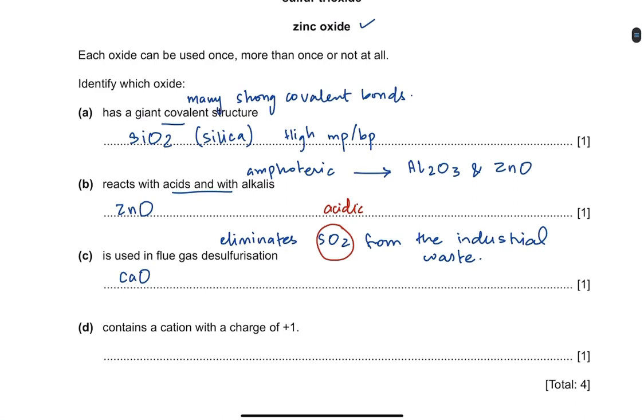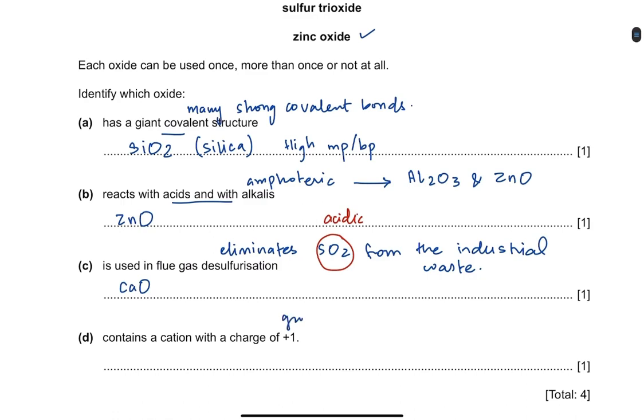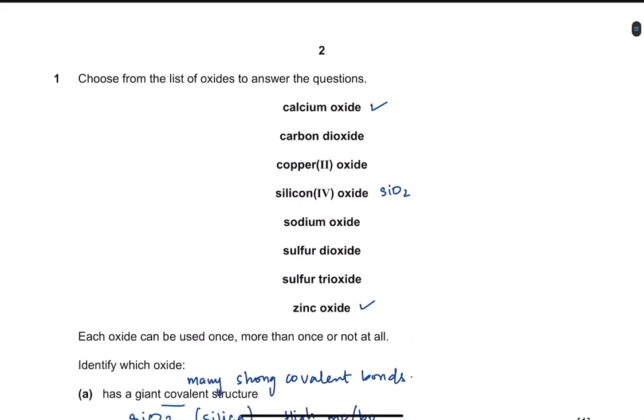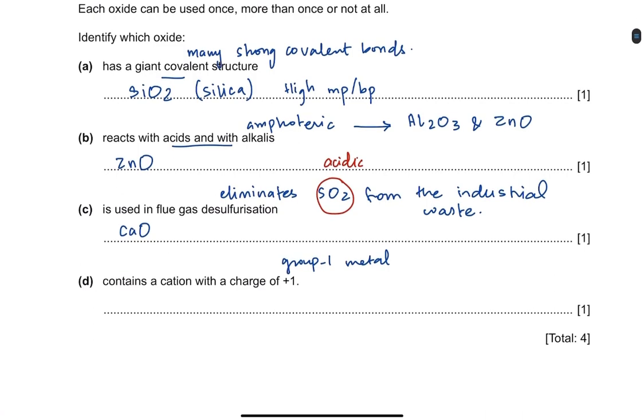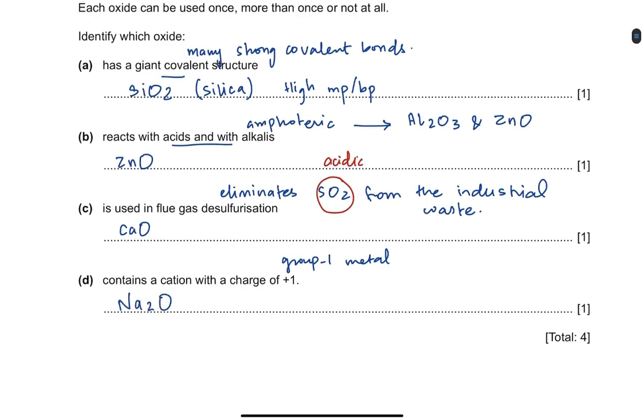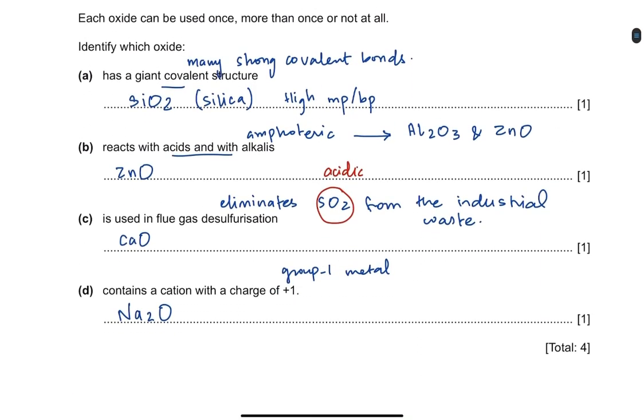Contains a cation with charge of +1. So charge of +1 means it's group 1 metal, or generally it is silver. I can't find silver oxide, but I can definitely see group 1 sodium oxide. So it is going to be sodium oxide, which is this compound. So we can write the names over here. I have written the formula. You should write the names, by the way.